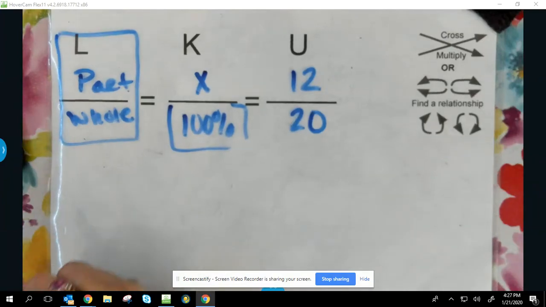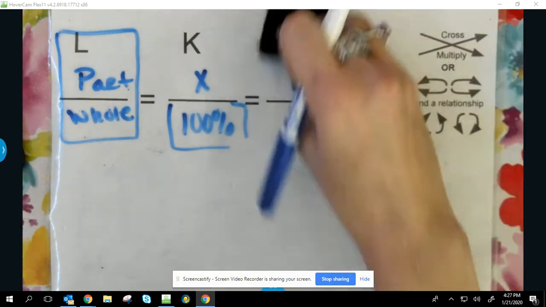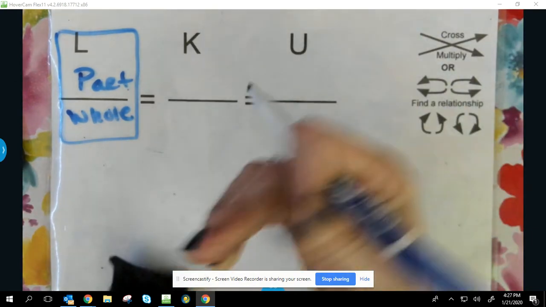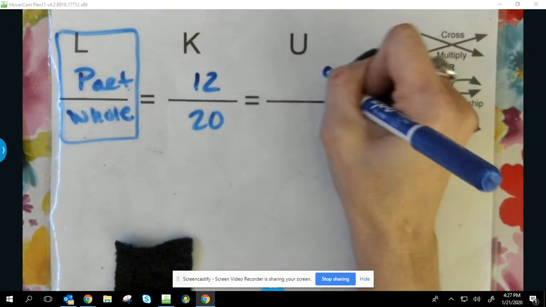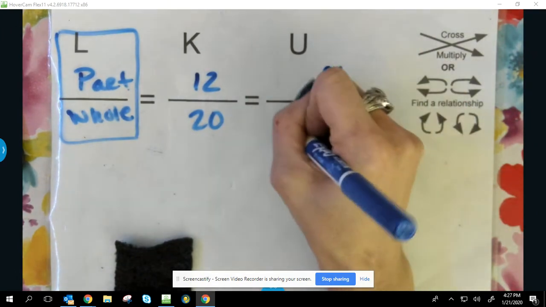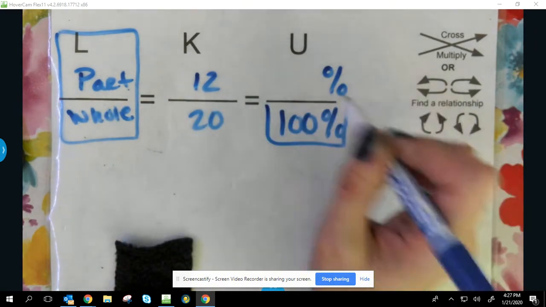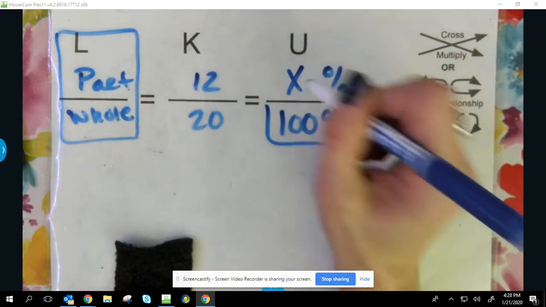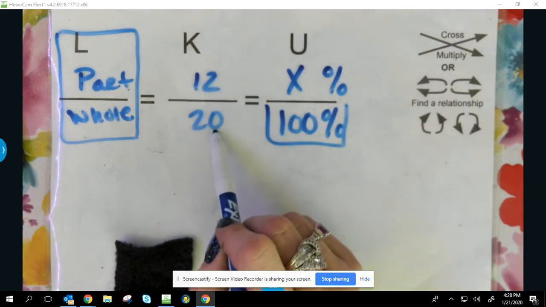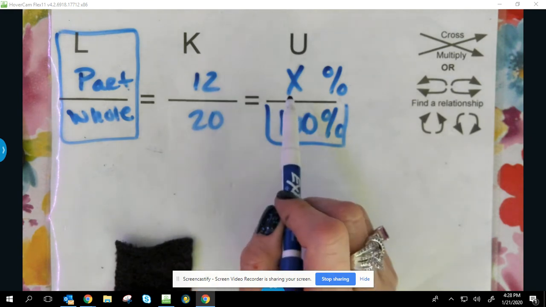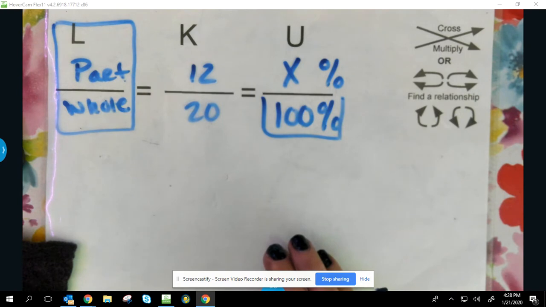All right, if I'm given a percent proportion and I'm given the known of 12 over 20, and I need to find the percentage, well, we know the denominator is always going to be 100 because the whole for a percentage is always 100. And if we're looking for this percentage, we don't know what it is. If we got 12 out of 20 questions right on a test, what's our percentage going to be? Well, again, we look for relationships and ways to reduce.